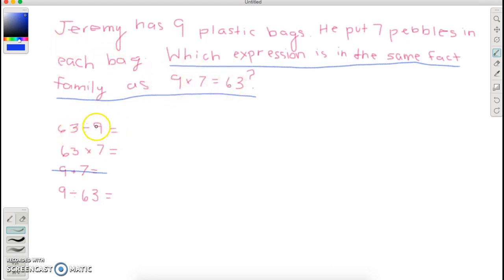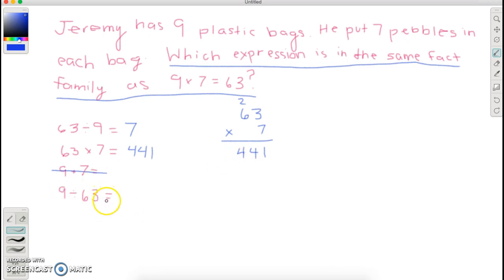So 63 divided by 9, we know is 7. 63 times 7, if you want the help of your calculator, is going to be 441. And if we wanted to see how to do this by hand, it would be 63 times 7. 3 times 7 we know is 21, so 2 would go here, 1 would go here. 6 times 7 is going to be 42, plus 2 is going to be 44, so then we would put 44 here. And that's a good way of double checking our answer.